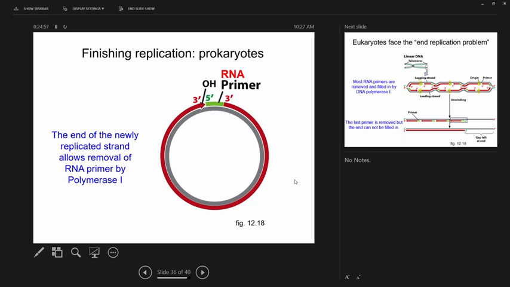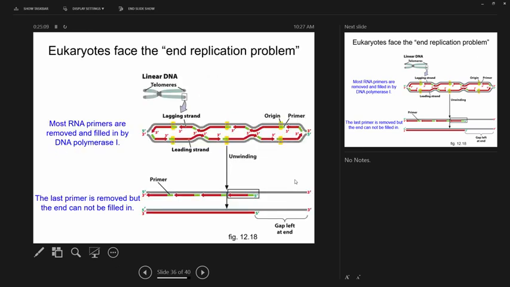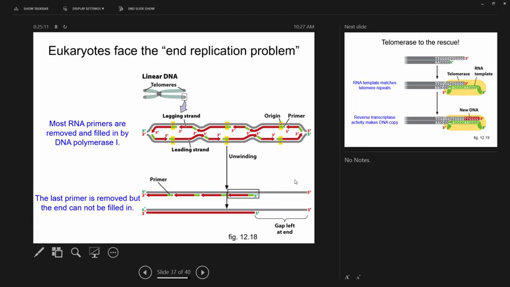Because it's circular, we're going to run into a problem with linear DNA and we're coming back to talking about telomeres again. So remember, we talked about in the last chapter how they shorten. We're going to find out why that happens and what the cell can do about it.